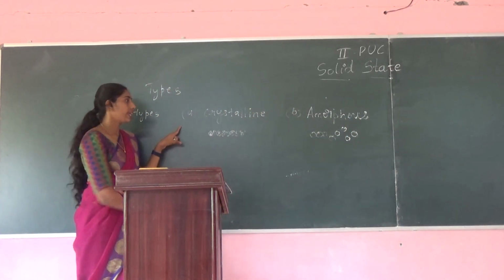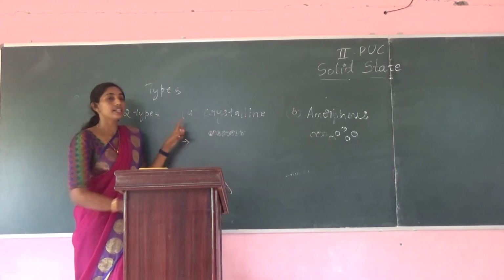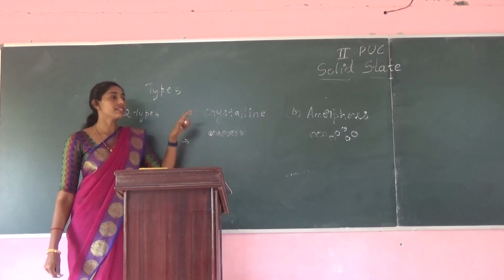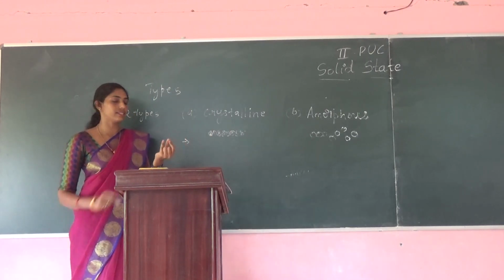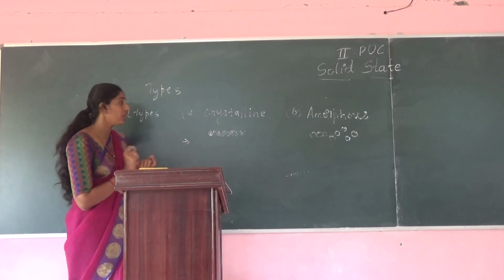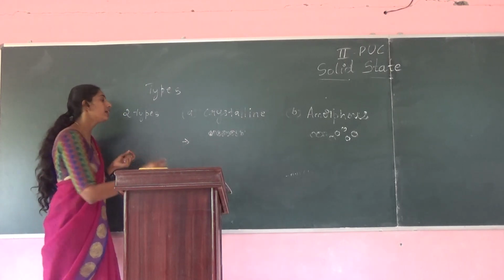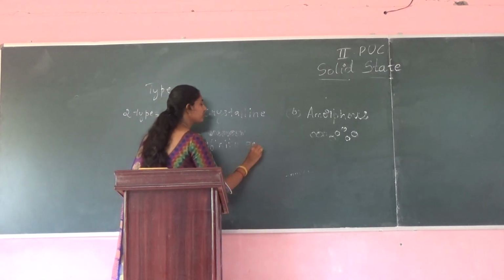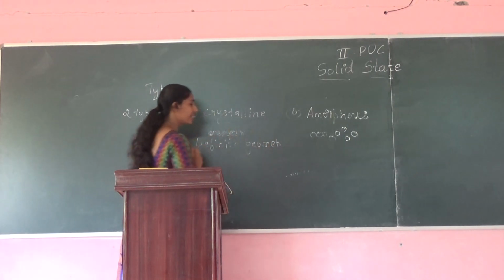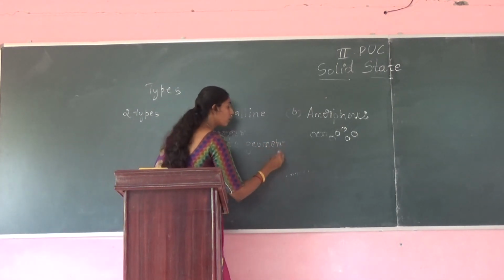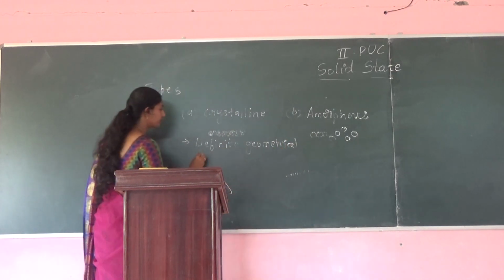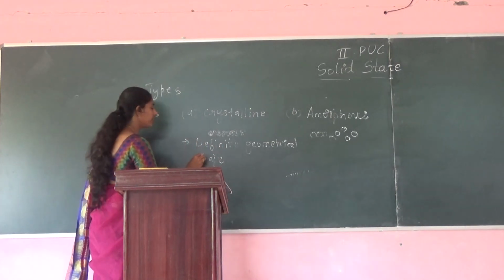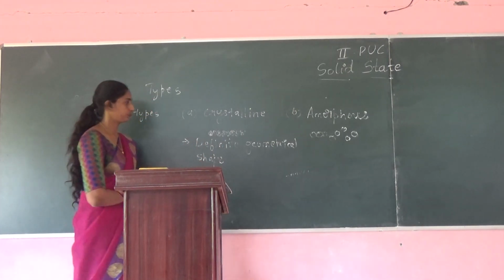Okay, right. First we'll discuss the different properties of the crystalline solids. Crystalline solids means here the constituent particles, that is atoms, ions or molecules, have a definite geometrical shape.